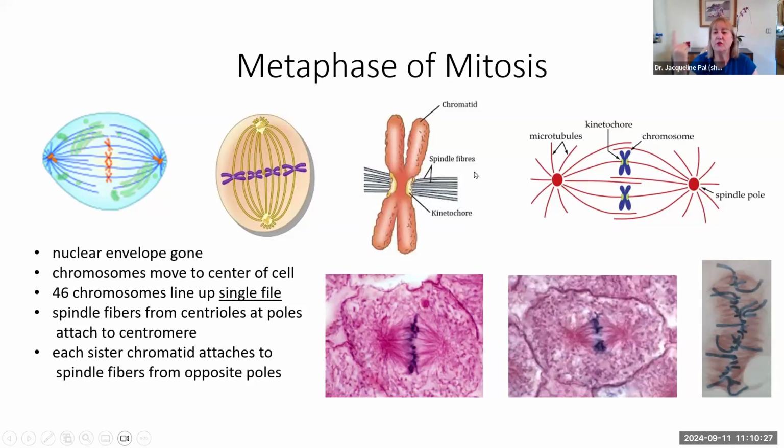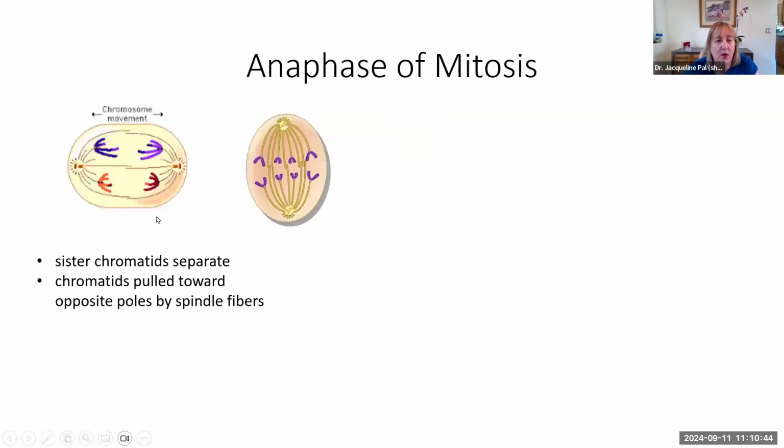All right, so the first phase was prophase, the second phase was metaphase. Now we're ready for anaphase. And in anaphase, those spindle fibers are going to start tugging. And so they're going to start tugging towards the opposite poles.